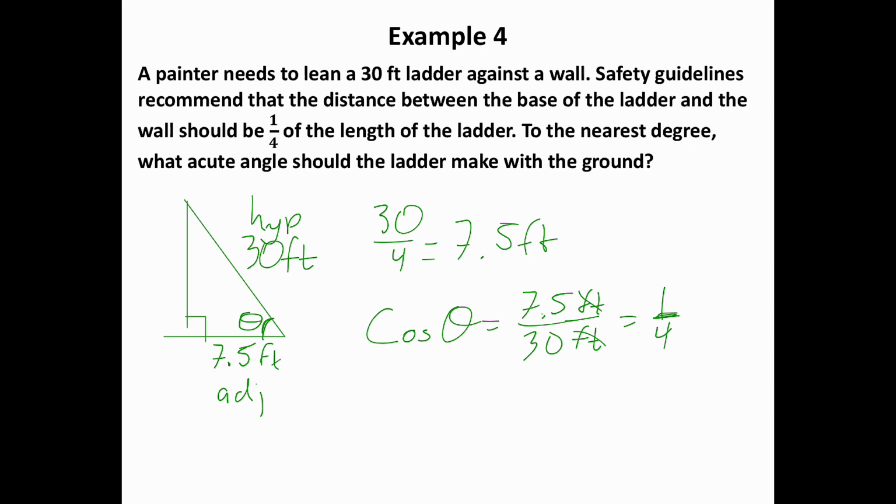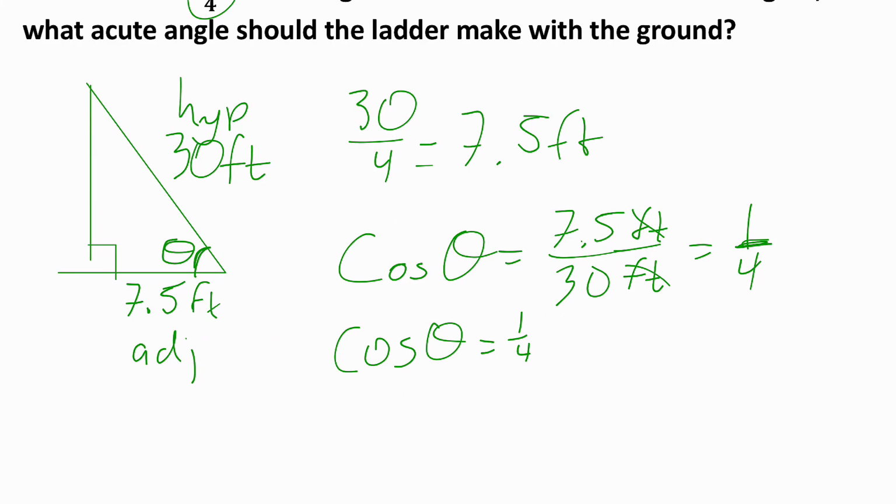Even if you don't see that right off the bat, we know that 7.5 is 1/4 as long as 30 feet. So we got the cosine of some angle equals 1/4. Because we don't have the cosine of some angle equal to 1/4 in the unit circle, this is where we're going to need to use the inverse trig functions. So we're going to say the inverse cosine of 1/4 equals whatever that angle measure theta is.